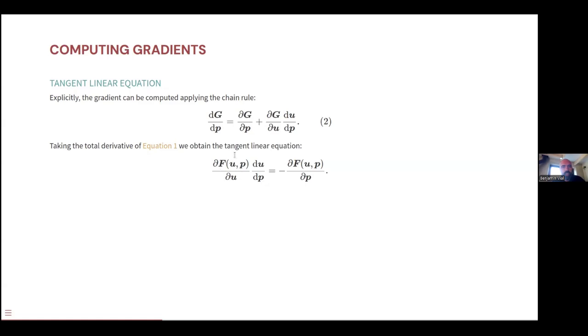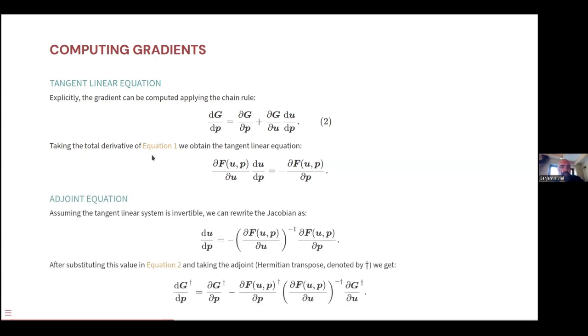But the issue here is that it's very inefficient because you have to solve that for every parameter P of your design variable. Remember, for us, it's going to be very large compared to the size of our objective function, which is usually a scalar. So what we do instead is to derive the adjoint equation.